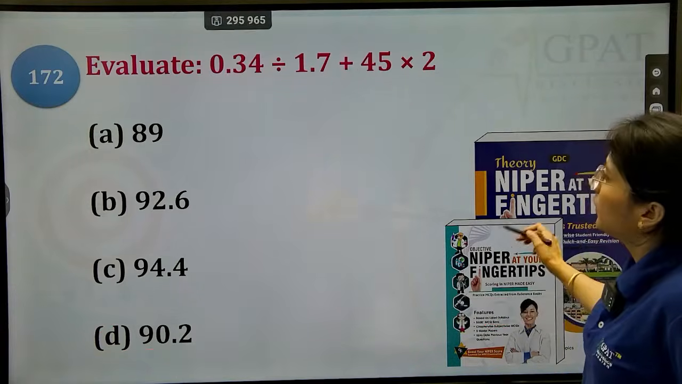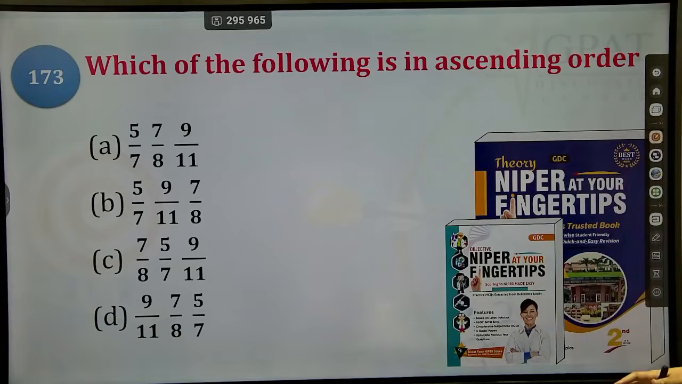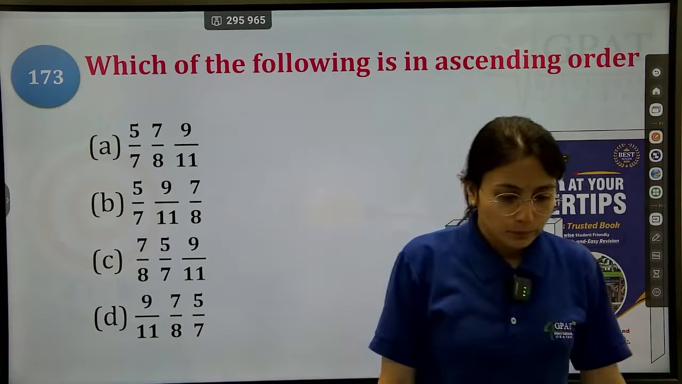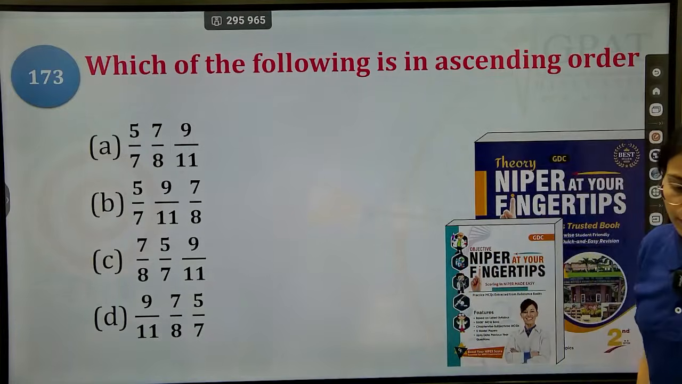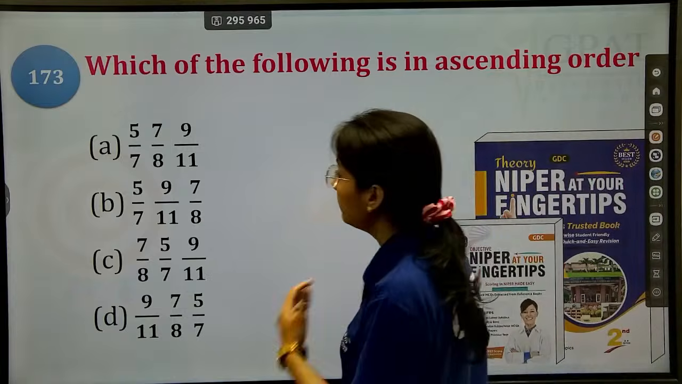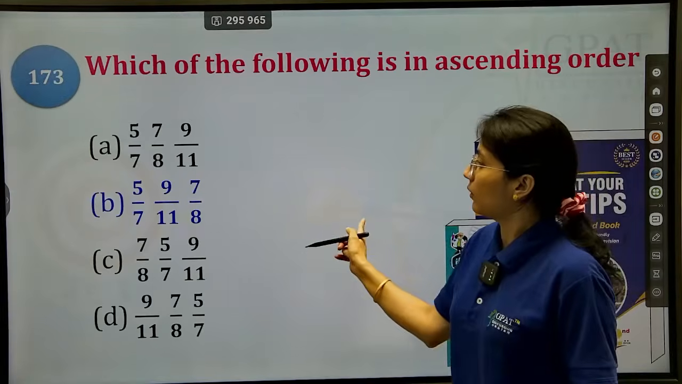That is another question. Which of the following is in ascending order? You have to put them in ascending order. So which one is in ascending order? If you see, you will get 5 by 7, 9 by 11, 7 by 8. Option B.